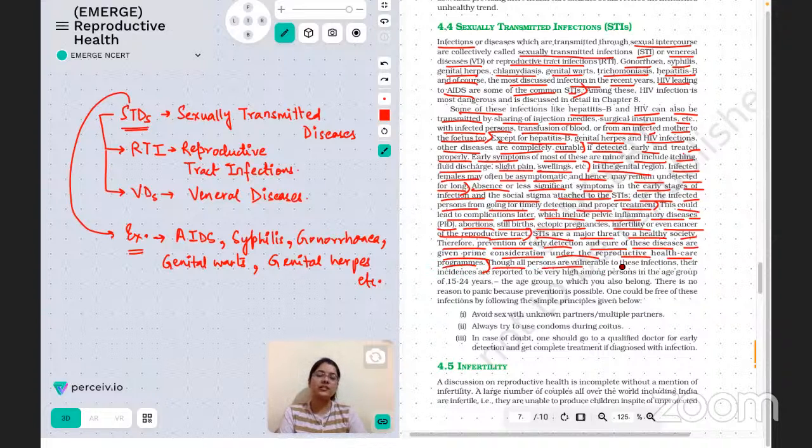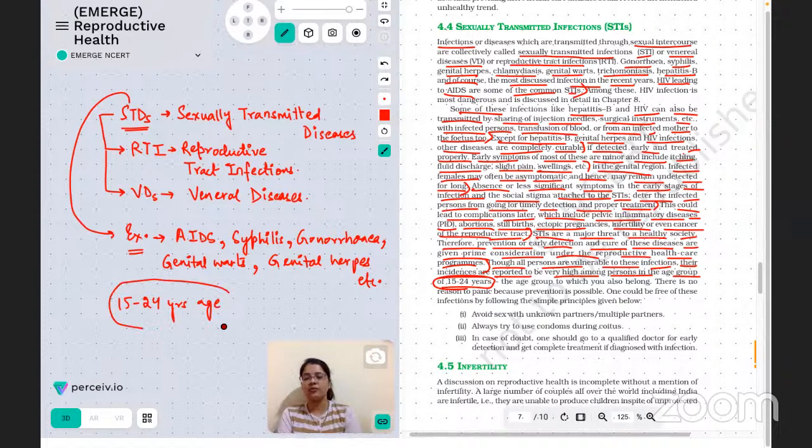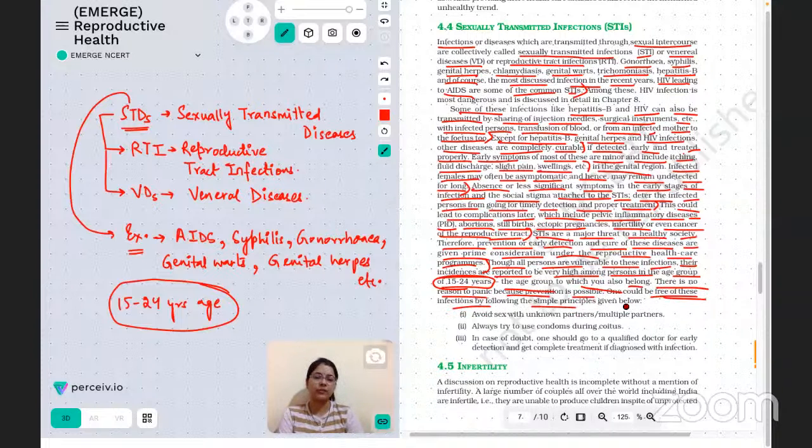Though all persons are vulnerable to these infections, their incidence is reported to be very high among persons in the age group of 15 to 24 years. Persons of any age group can contract this disease. However, the age group of 15 to 24 years is highly susceptible to STIs. The age group to which you also belong. There is no reason to panic because prevention is possible. One could be free of these infections by following simple rules.